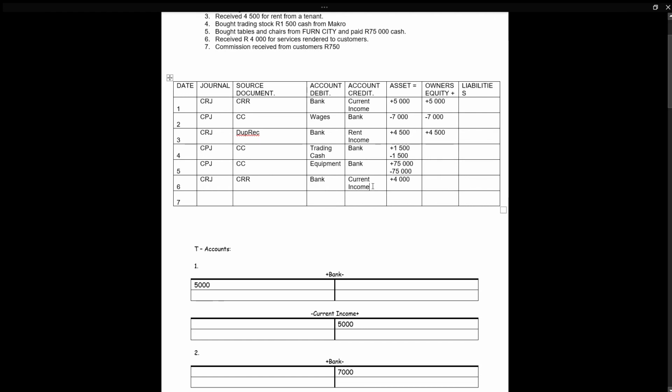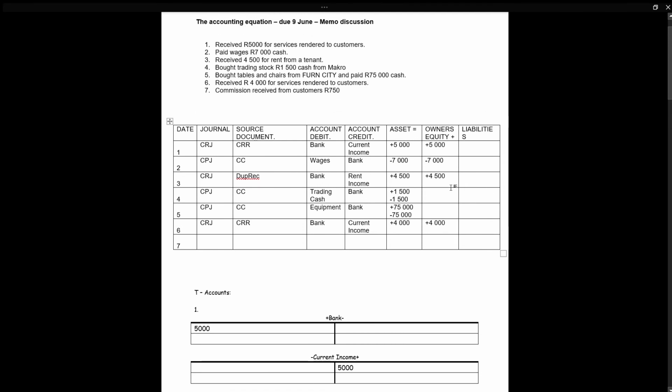It's classified as income, and income will have a positive influence on my owner's equity always. Alright, plus 4,000 Rand will equal plus 4,000 Rand plus 0. This one is done correctly as well.